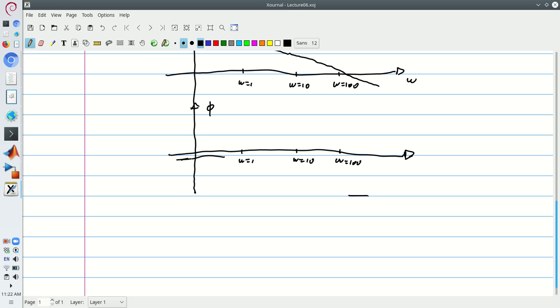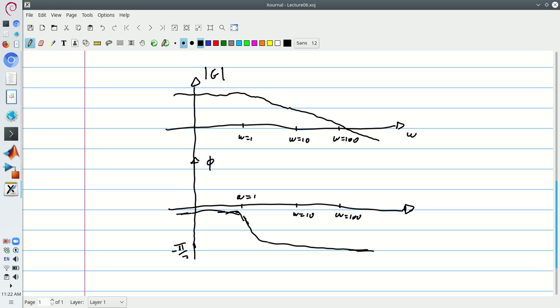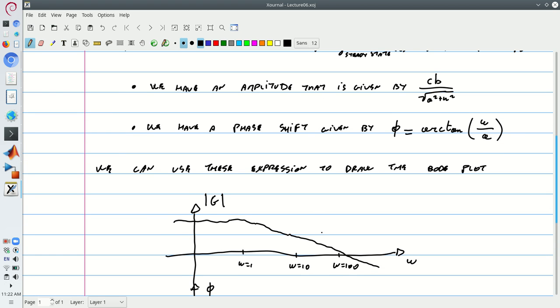So when omega goes to infinity, this is going to be minus pi divided by half, and so this is pretty much going to be the behavior depending on the values that you have of omega and so on. So if we use these expressions, we can draw these plots analytically in a very, very precise way.